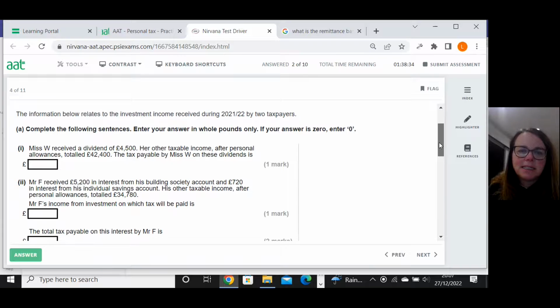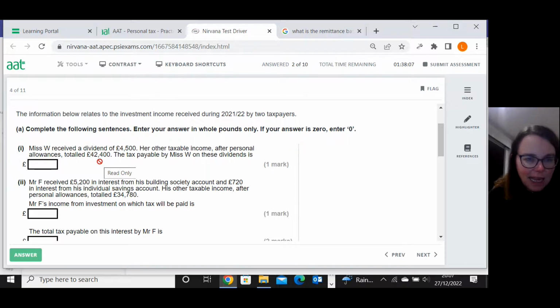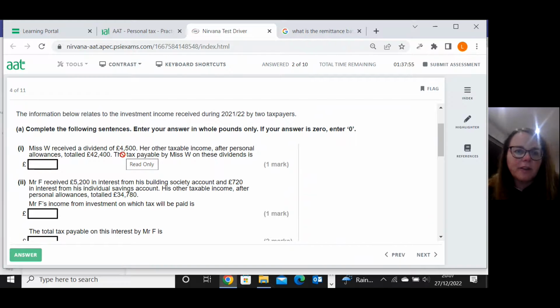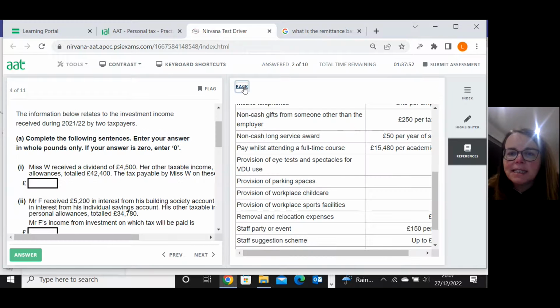Complete the following sentences. Whole pounds, enter 0 if required. Miss W received a dividend of 4,500. Her other taxable income after personal allowances totalled 42,400. We've got to work out the tax payable on the dividend. Right, so she's already in the higher rate bracket here. So we know the first 2,000 of the dividend has the dividend allowance, so nothing to pay on that. That will leave her with 2,500 at the higher rate.